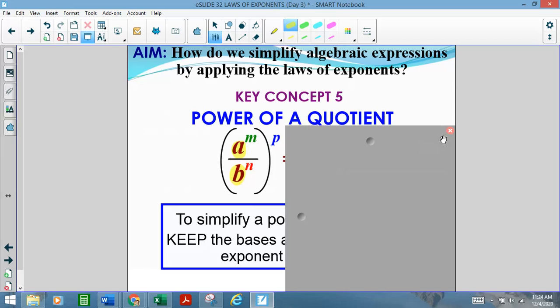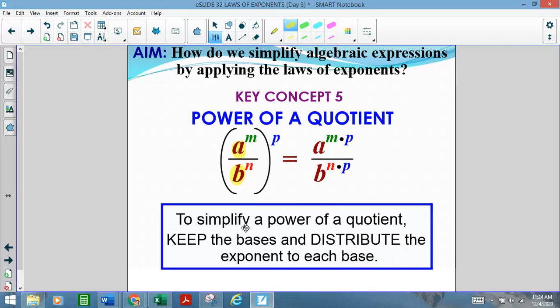So the rule here states to simplify a power of a quotient, you keep the bases and distribute the exponent to each base. So, taking a look here, in the numerator we had a, and we kept it. In the denominator we had our b, and again we kept that base.